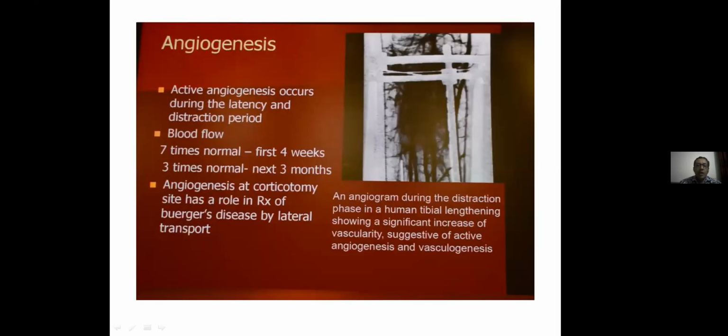In the distraction site, angiogenesis occurs. Active angiogenesis occurs during the latency and distraction period. Blood flow is 7 times normal within the first 4 weeks, then 3 times normal for the next 3 months. Angiogenesis at the corticotomy site has a role in the treatment of Buerger's disease by lateral transport. Here, the picture shows many areas where angiogenesis occurs.